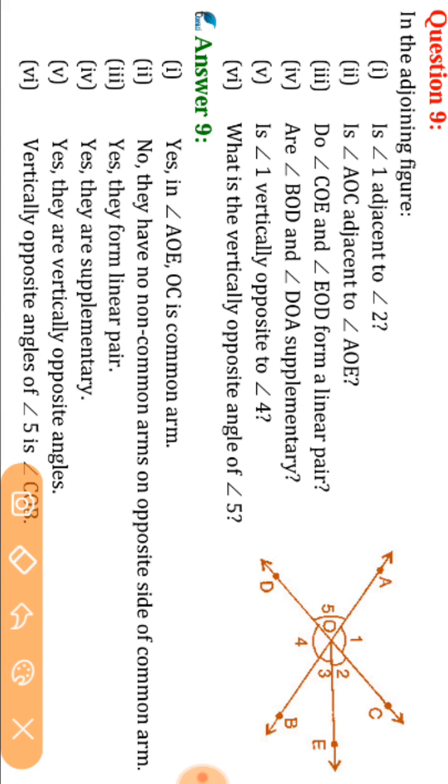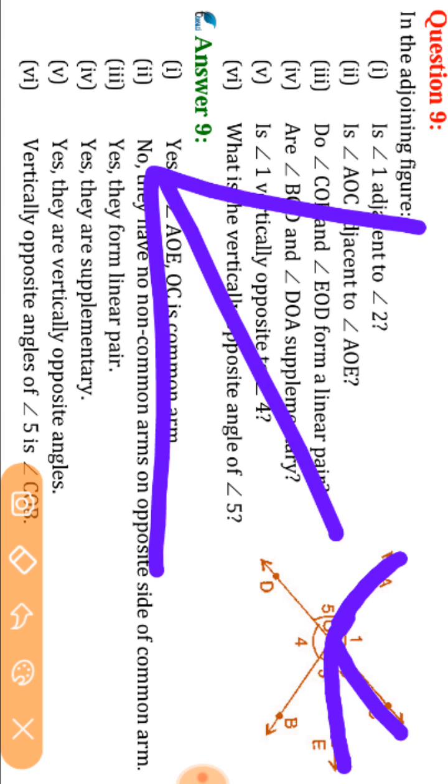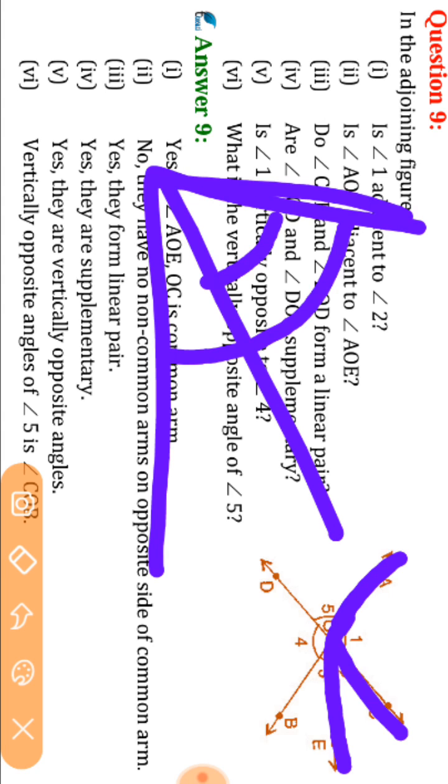Then is angle AOC adjacent to AOE? Where is AOC? Here. And AOE. No, because these are interior angles. See, one angle is here like this, and one more angle is taken. This is called an interior angle. So it is not adjacent; even though there is a common arm, there are no opposite sides of the common arm.